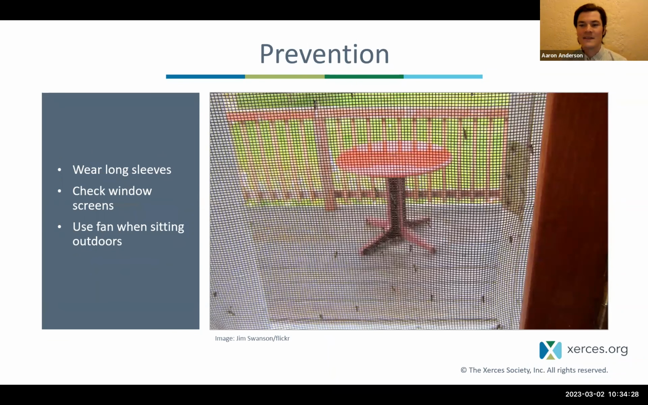So beyond getting rid of standing water, there are other preventative measures that you can take to avoid being bitten. You can protect yourself from bites by wearing long sleeves when mosquitoes are active. And also make sure that your window screens are intact so that mosquitoes can't get into your house. If you're sitting outside on your porch or your patio, consider putting out a fan when you're sitting there, as mosquitoes can't fly even when there's light winds, so that can prevent you from being bitten. These things might sound simple or obvious, but they really do work.